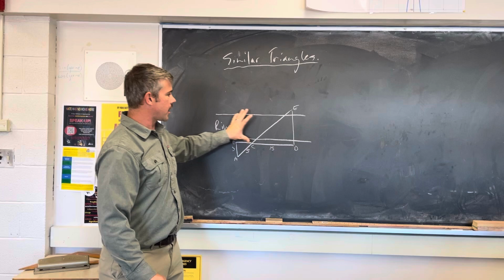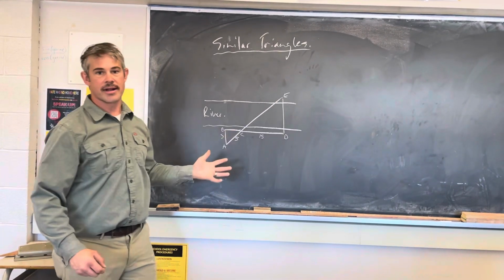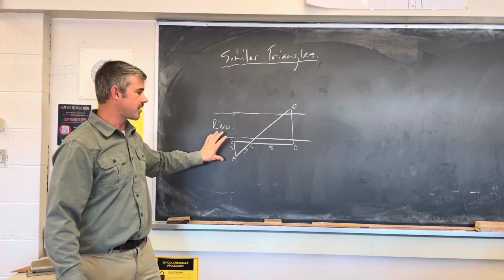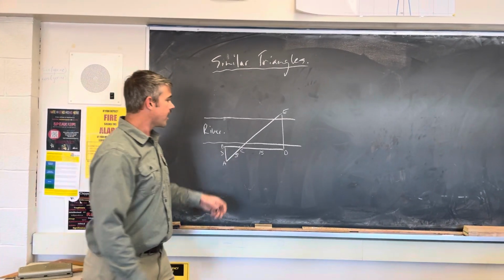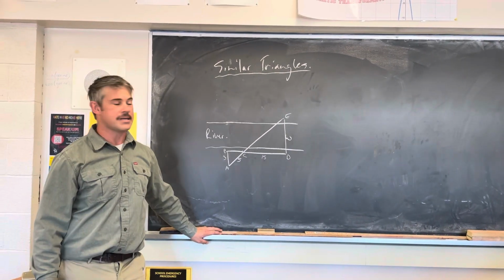Perhaps we've got a river that runs along the board here between points E and D, and we have a triangle set up. So perhaps we know all the measurements on one side because we're able to actually stand on that one side of the river. And our question is, what is the width of the river? So what is the distance from E to D?